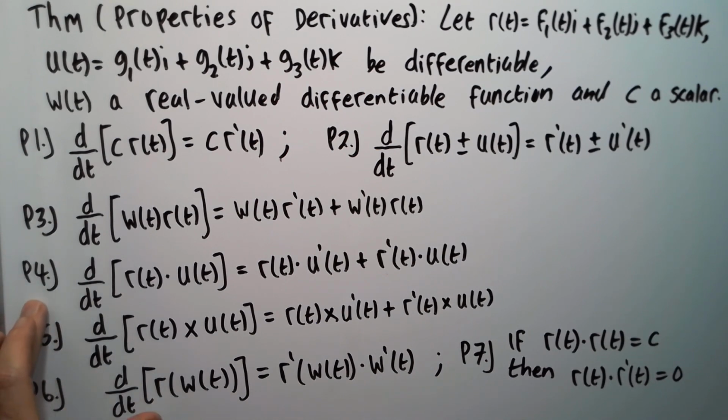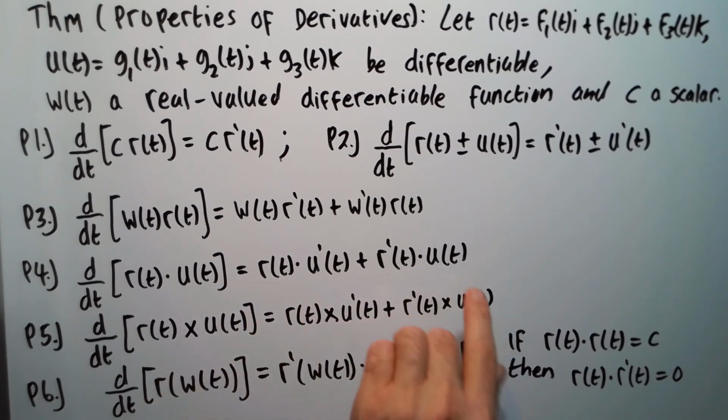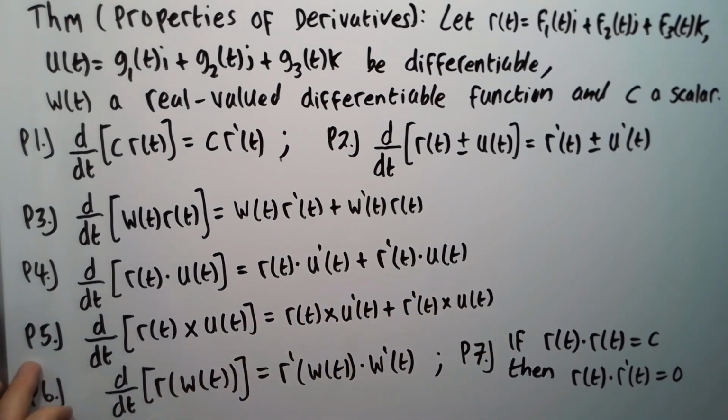And then property 4, it's pretty much the same as property 3, except this time we have a dot product because both r and u are vector valued functions up here. So when you dot them, the product rule still holds. Then property 5, if we replace now the dot product with a cross product and take the derivative in front, this product rule still holds. So you'd have the first cross the derivative of the second plus the derivative of the first cross the second.